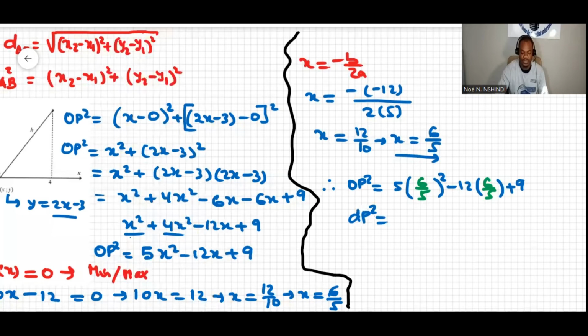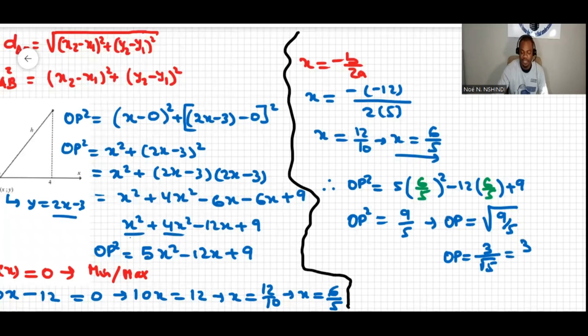So OP squared is equal to 9 over 5. But we don't want OP squared, we want OP. OP will be the square root of 9 over 5. And then OP will be equal to 3 over root 5. But we can rationalize this. We can write 3 root 5 over 5, that is the distance.